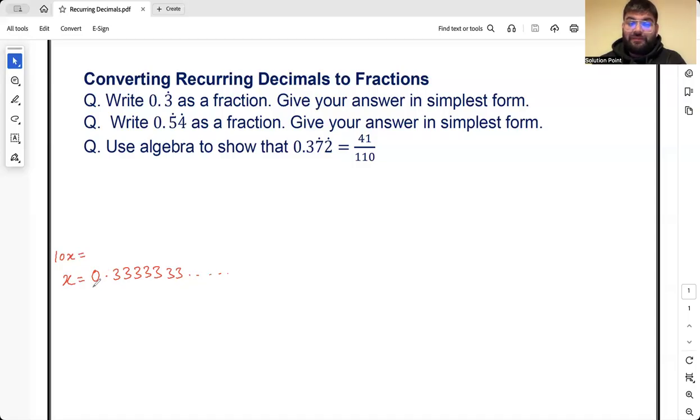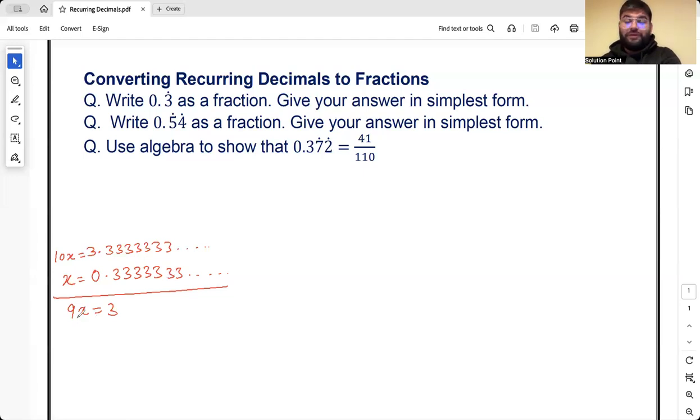Obviously, when multiplying by 10, the decimal moves one place to the right, and this becomes 3.33333333 and so on. Since the digits after the decimal are the same, I can directly subtract these two equations. So 10x take away x gives me 9x equals 3 take away 0, which gives me 3. And the digits after the decimal will be 0.000000, so I won't write that.